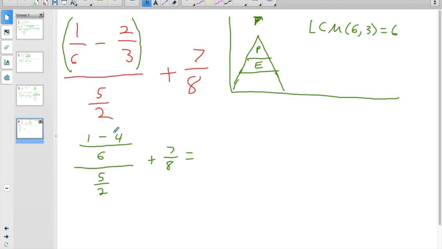Okay, well, 1 minus 4 is negative 2. So we have negative 2 over 6 over 5 over 2 plus 7/8. Okay, this part reduces, so let's go ahead and do that. Negative 1 over 3. Okay, so Adam made a computational error. Let's go back and fix that.